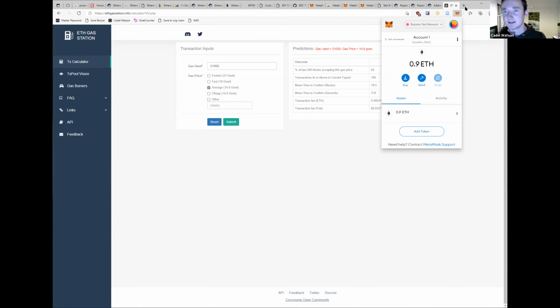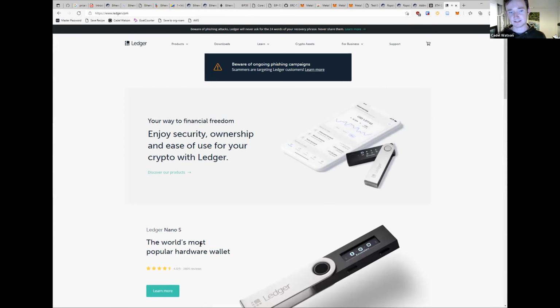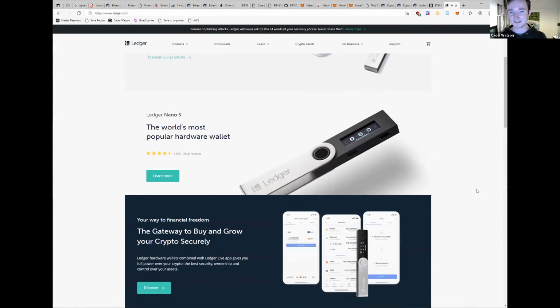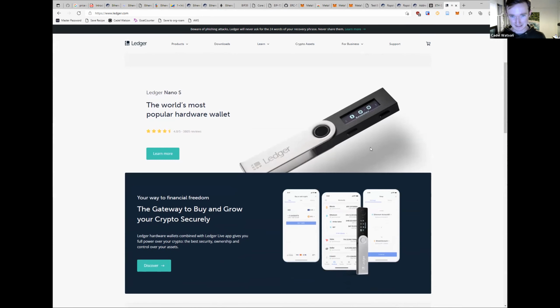This one that I have here, which is the most popular, is called a Ledger Nano. They're pretty cheap, only like $100. Considering that might save you from losing $10,000, it's a pretty good option. But I'll just share my screen too, so you can see this.